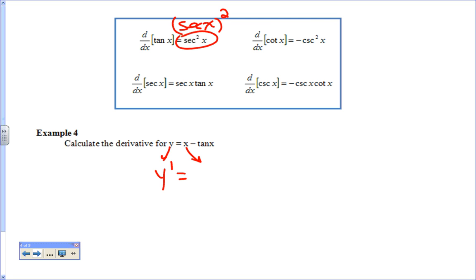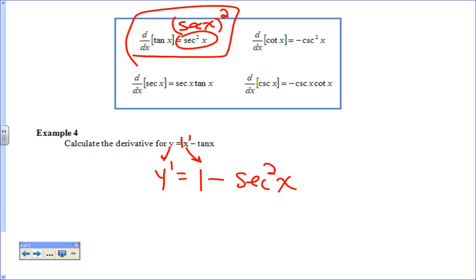The derivative of x is 1, and you can use power rule, right? 1x to the first. And minus tangent. So we have to do minus, well, what's the derivative of tangent? Well, we did that one right up here, right? The derivative is secant squared, and you can write it either way, whichever way you're more comfortable with. And there it is, 1 minus secant squared. Okay.